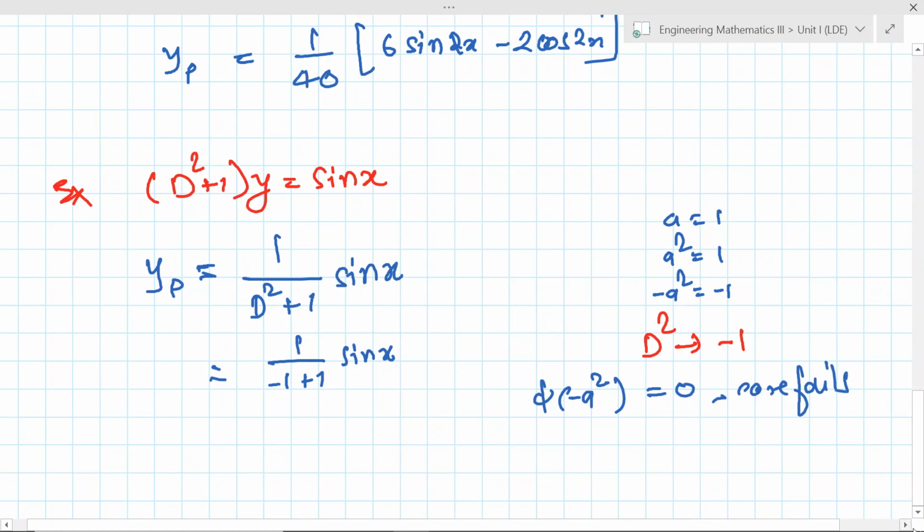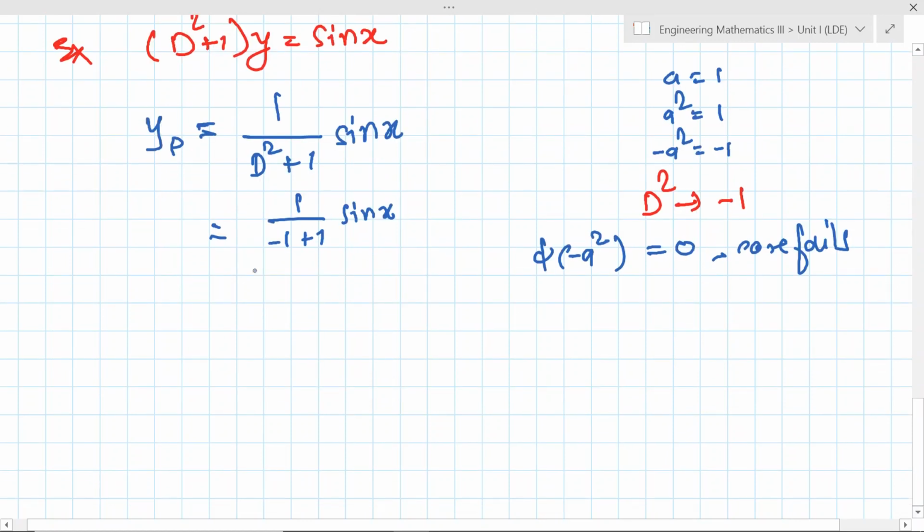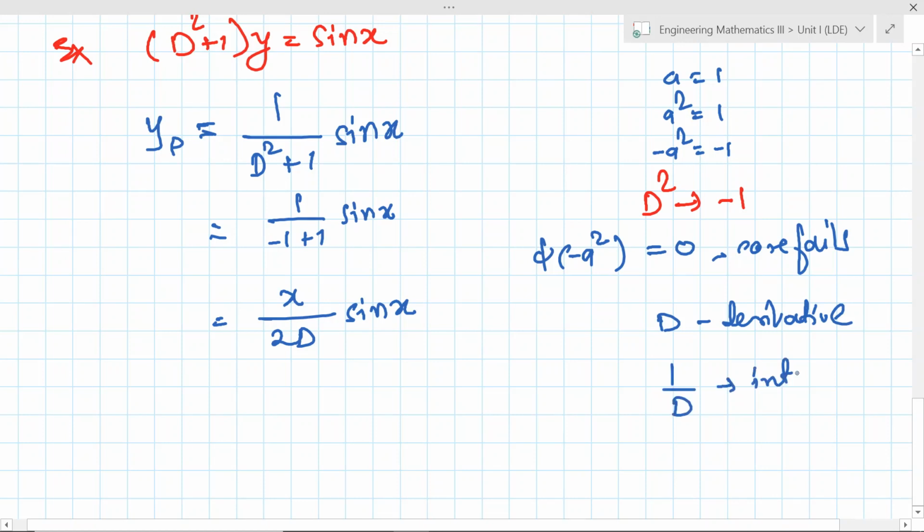And if the case fails, we need to take the derivative. Multiply by x and take the derivative, which is 2D into sine x. But see, there is no D square in the denominator, only 1 upon D is there. If D is a derivative, then what is 1 upon D? It's the reciprocal. It is nothing but integration. So 1 upon D is nothing but integration. Therefore this is x by 2 times 1 upon D into sine of x.